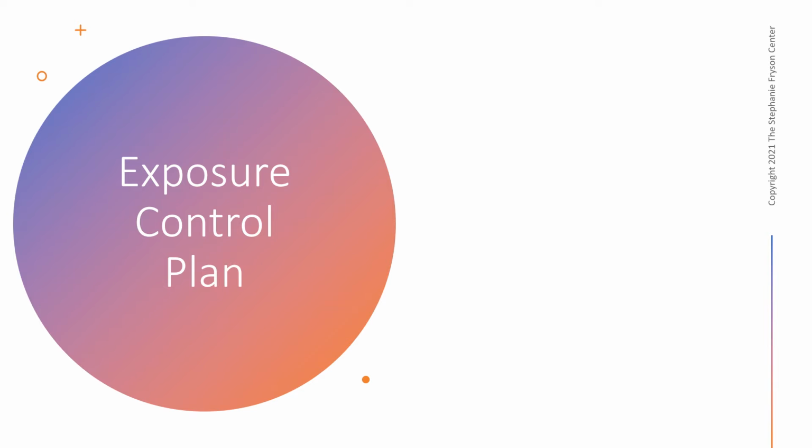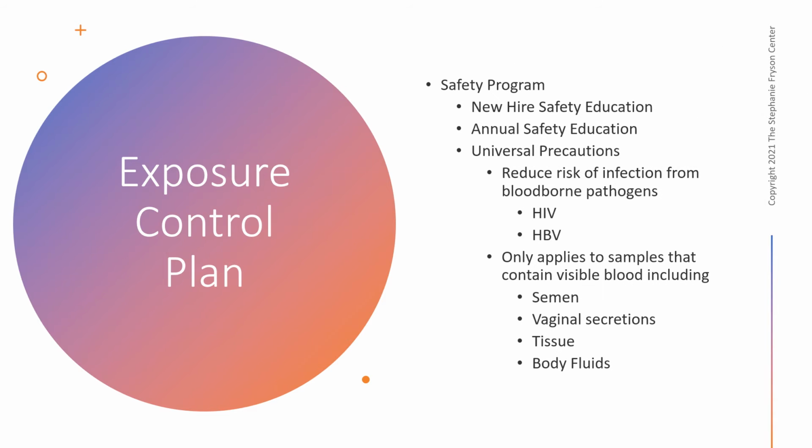So every facility has to have an exposure control plan, and you need to know this for all the courses. And so it's really good to just keep this in the back of your mind. The exposure control plan is a safety program. It means that new hires have to have safety education done, and then you have to have it done again annually. Some of you who have taken my other courses, you already know this, or hopefully you know this. And if you have an exam, hopefully you won't miss it.